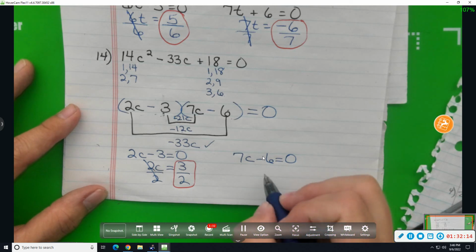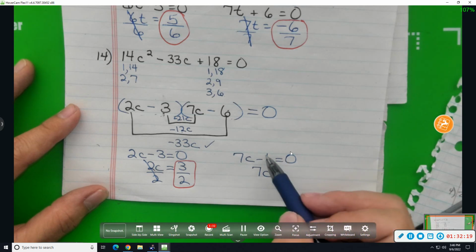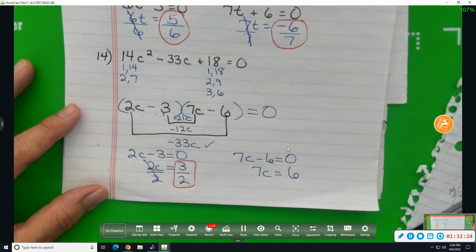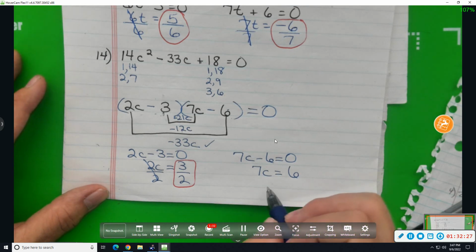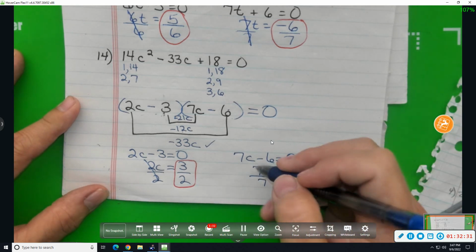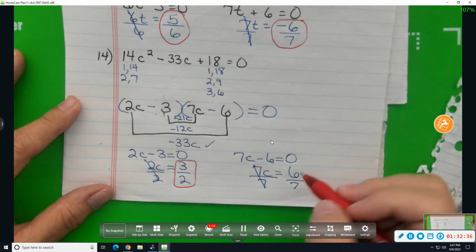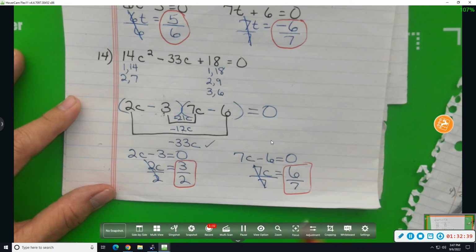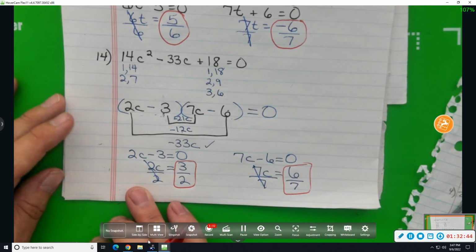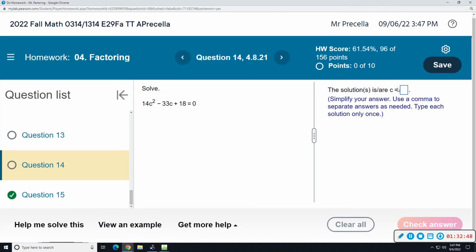This one, we're going to get 7C equals 6. Moving that negative 6 over, it becomes a positive 6, I agree, and then it turns into C equals 6 over 7. Divide by 7, the 7's cancel. So the second solution we found is 6 over 7. 3 over 2 and 6 over 7. Separate them with a comma.